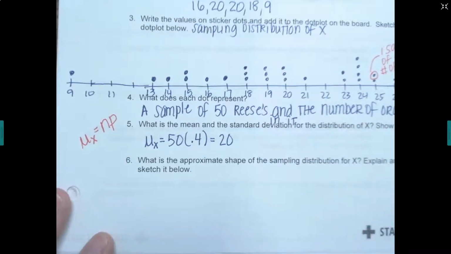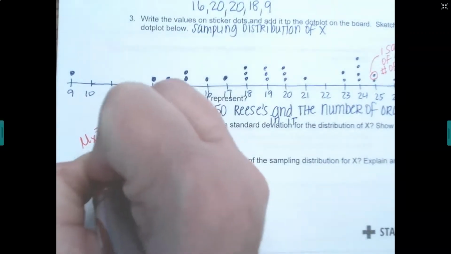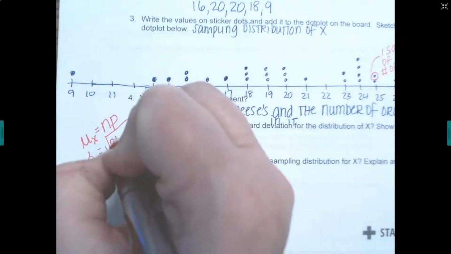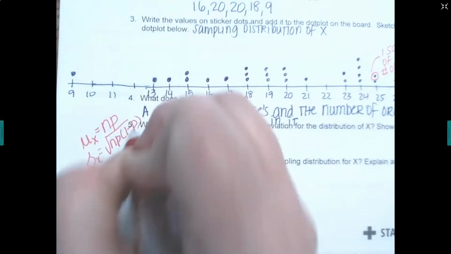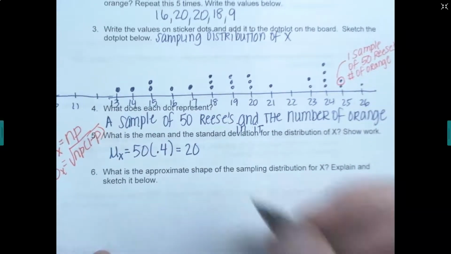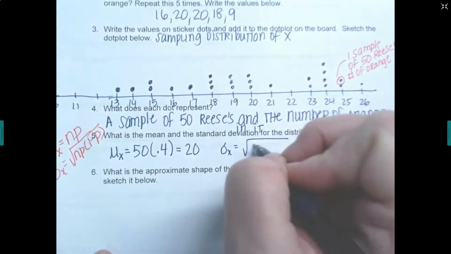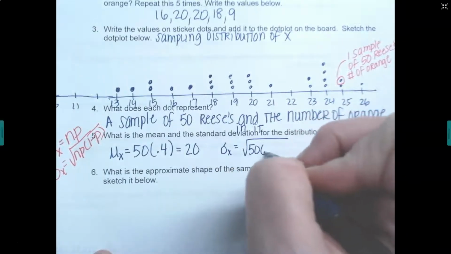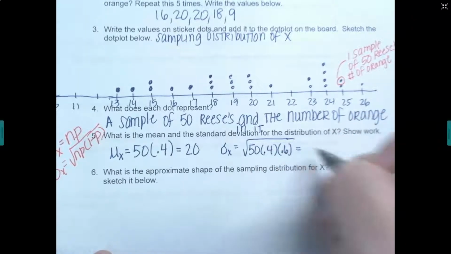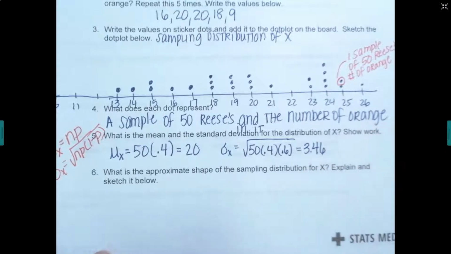Okay, let me also remind you of the standard deviation. It was the square root of n times p times 1 minus p. Remember, these formulas are on your formula sheet. So to find the standard deviation, we're going to take our sample size times the probability of success times the probability of failure, and we're going to get 3.46.